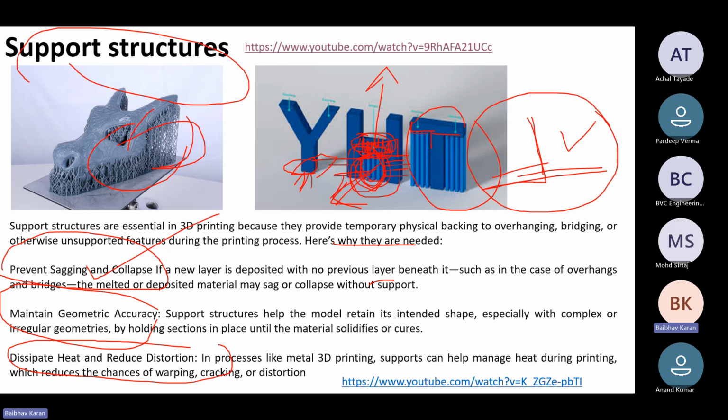Let's watch another video, which will give you a very elaborative idea about the support structures. This is, I think, a 15 minutes video. Just bear with me.